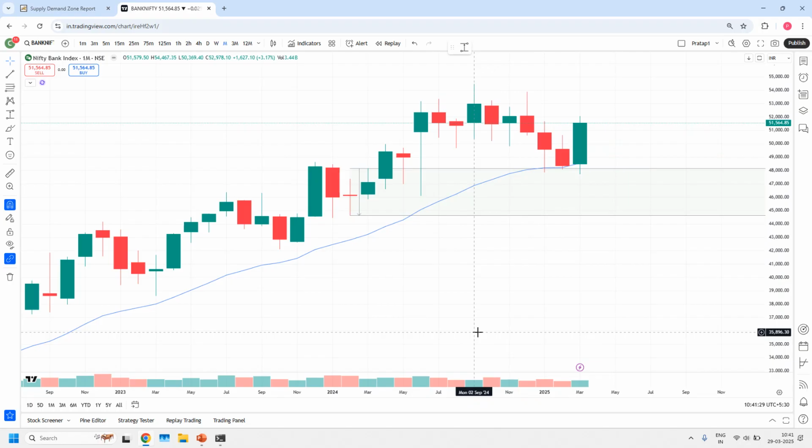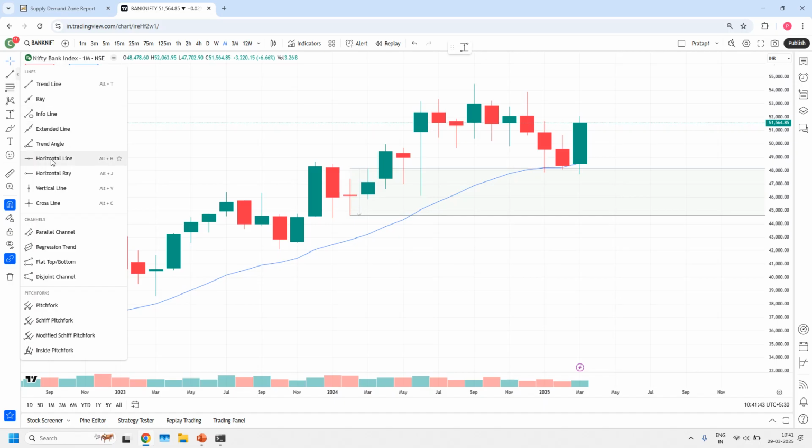So this is what you should observe from the monthly time frame. So what else? Here, let me draw a horizontal line to understand where the monthly EMA is, so that in the next time frames we can remember.